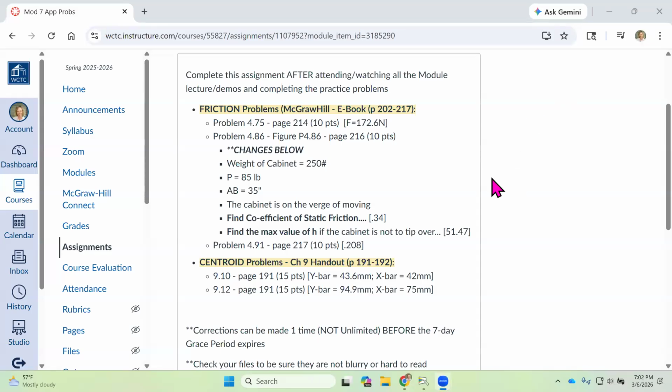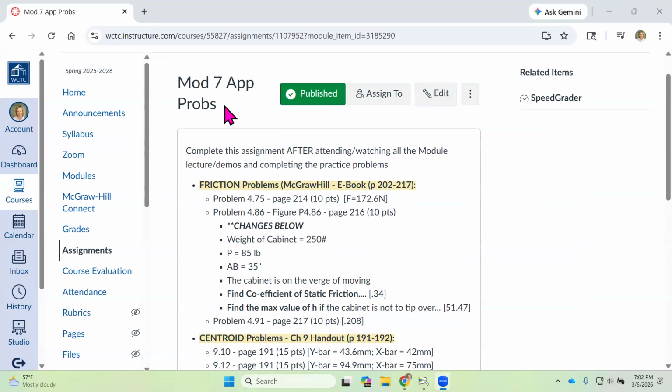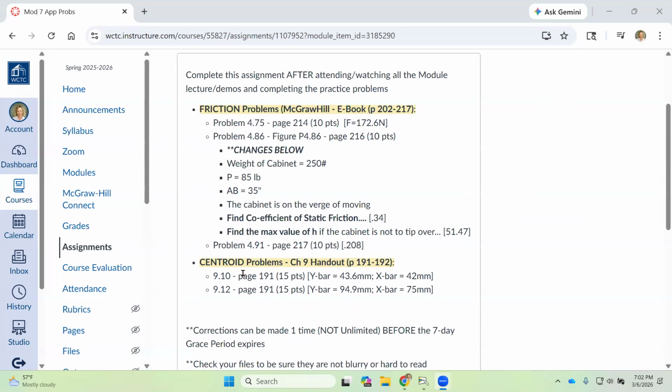Okay, so now we're ready to look at the centroid problems that you have assigned for your application problems. For the Module 7 application problems, the centroid problems are located down here below, and these are out of that Chapter 9 handout, that PDF that we've been working the examples out of. We're going to go to page 191, and both of the problems that I picked, 910 and 912, are going to be found there. The answers for those are in brackets here for you.